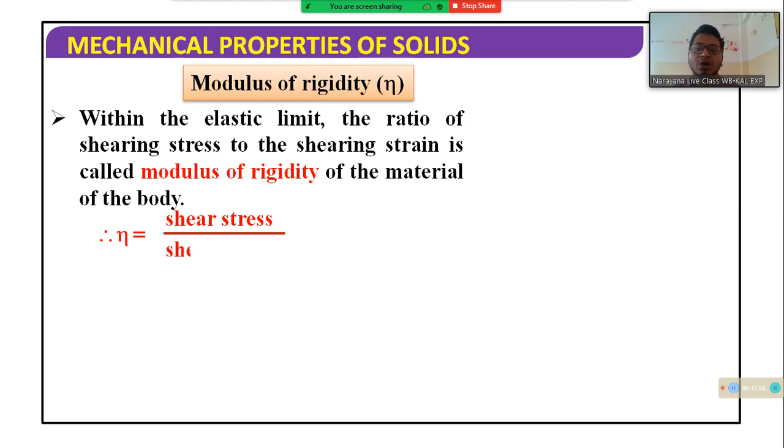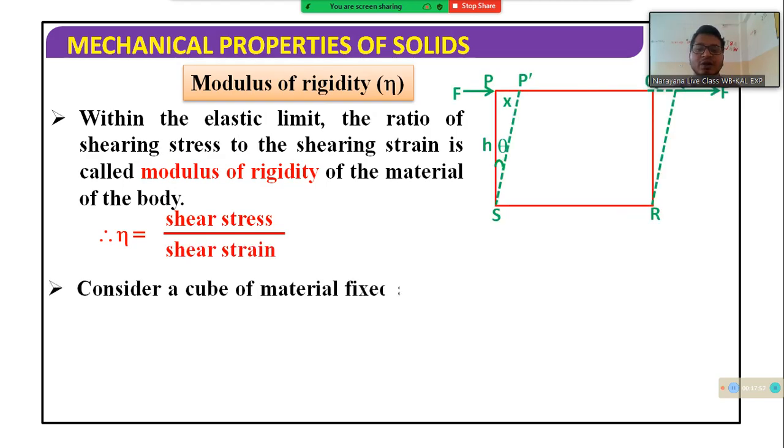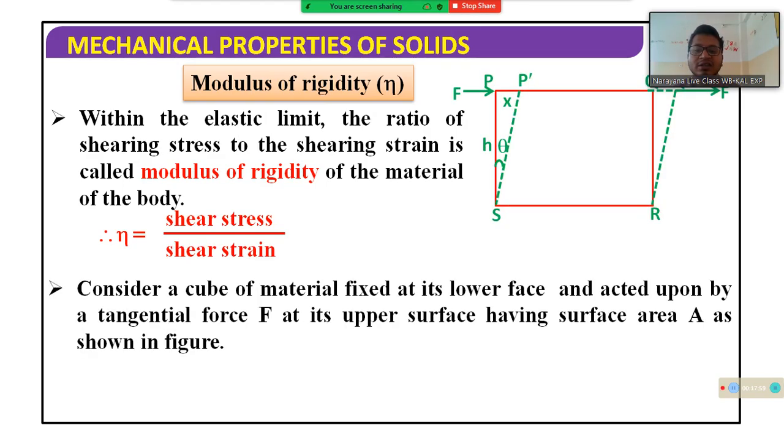What is shearing stress? Force per shearing area, and strain is defined as theta. Theta equals x by s.